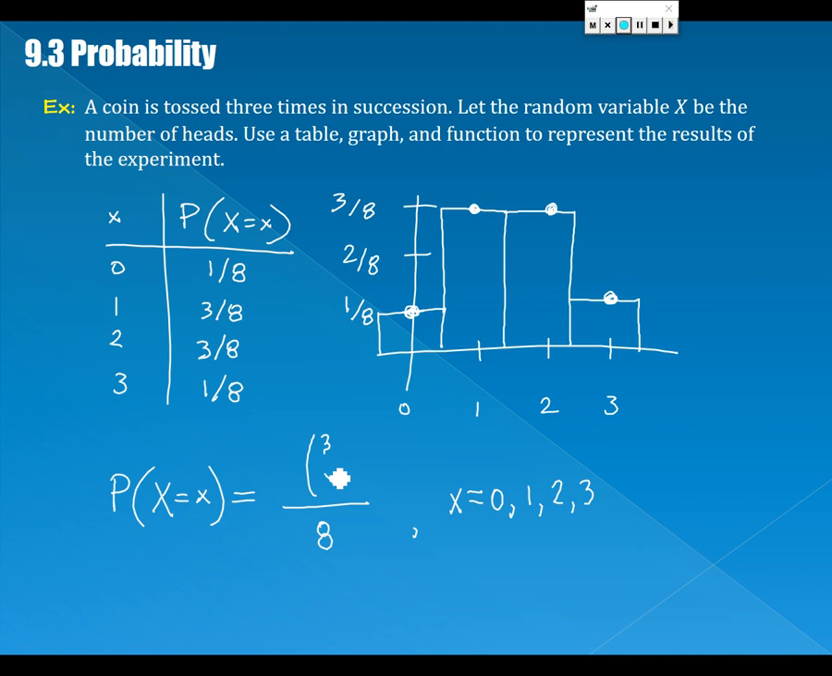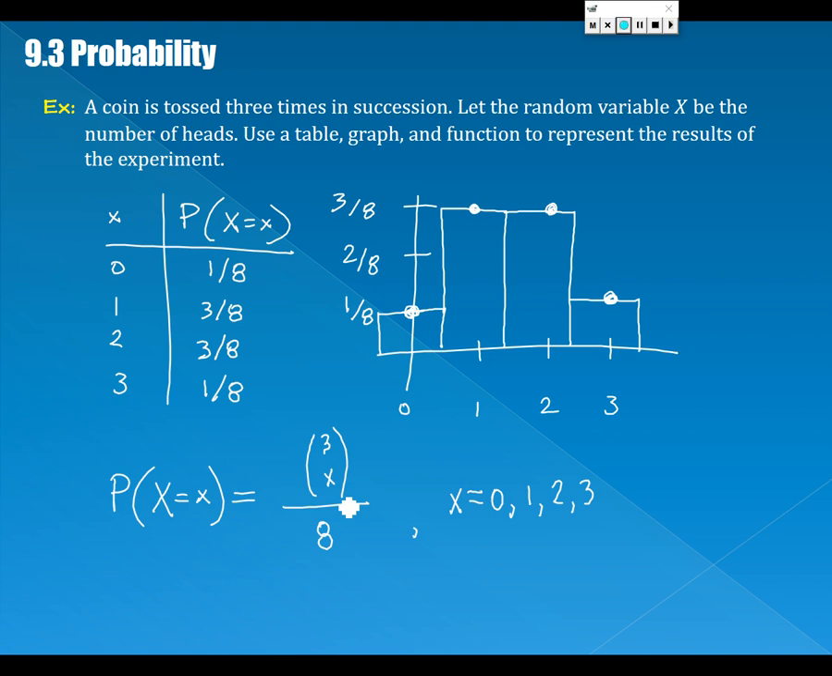Okay. This was very hard for my previous class, so I don't know, maybe just a classroom full of geniuses. But yeah, it's 3 choose x. In fact, you might recognize these numbers. 1, 3, 3, 1. You've seen those before. Those are the binomial coefficients. Those are 3 choose 0, 3 choose 1, and so on. Of course, that's how we're doing this even to begin with.